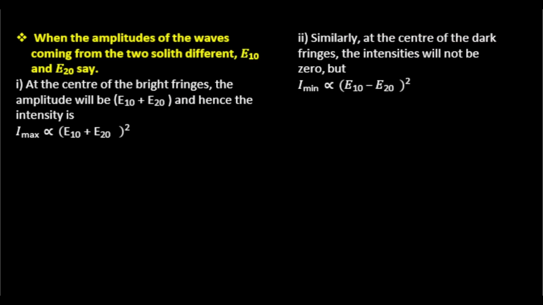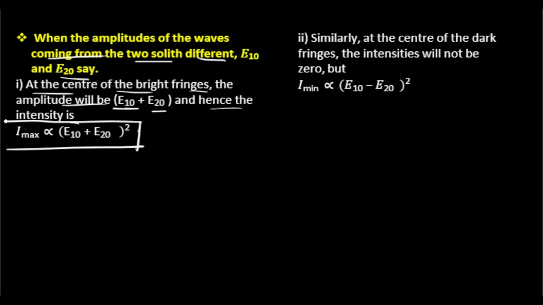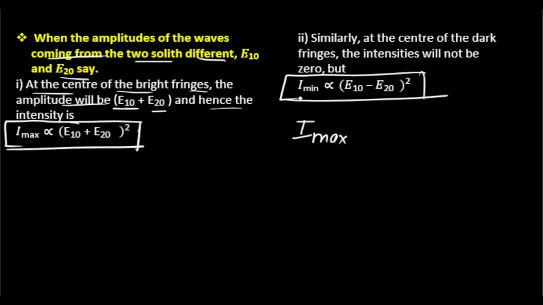Now, when the amplitudes of waves coming from two slits are different, E10 and E20. At the center of the bright fringes, the amplitude will be E10 plus E20, and hence the intensity I max is proportional to E10 plus E20 the whole square. So this is important. Similarly, at the center of the dark fringes, the intensity will not be 0, but I min is proportional to E10 minus E20 the whole square. This is also important. Where it is addition, where it is subtraction, because it is not 0.